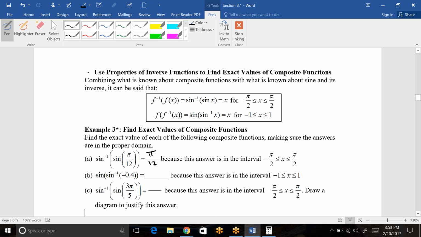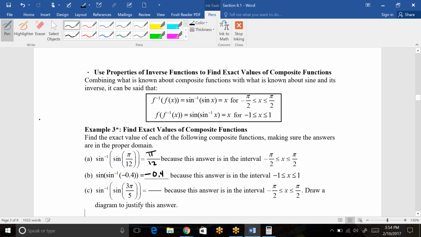So if these two match and they're inverses of each other, as long as this falls within the restricted domain, it is the answer. In this case the inverse is inside, so this is a ratio. Is negative 0.4 between negative 1 and 1? Of course it is. So since those two are the same, the inverse and the original kind of cancel each other out, and when you compose, you just get this.